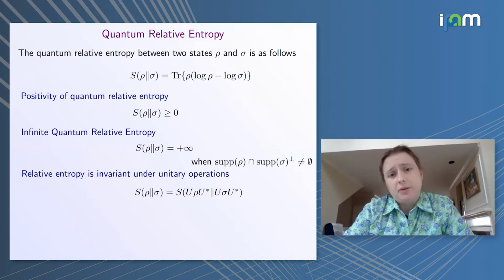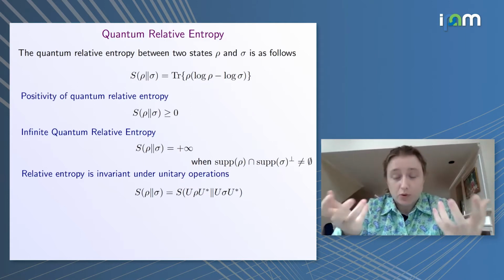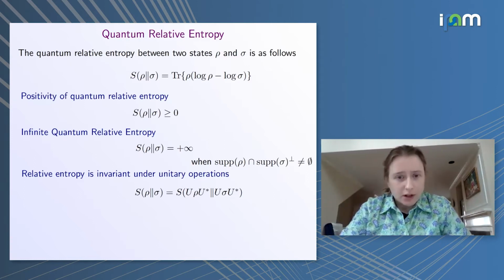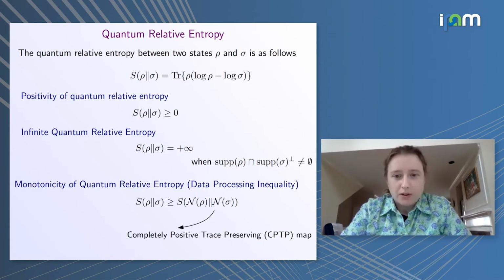And the relative entropy satisfies many properties that we expect from the measure right away. For example, it's invariant under unitary operations. And that means that if you have two states, rho and sigma, you do something locally to both of the states, and that should not change the way you can distinguish them. It's also additive in a tensor product. And one of the most important properties is the data processing inequality.